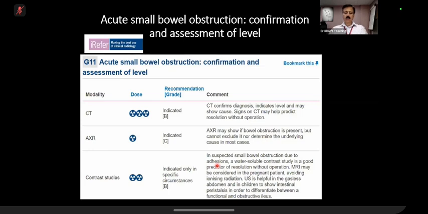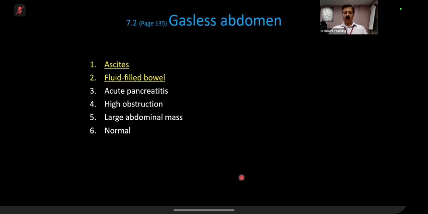Now, this is a potential exam film. The examiner can show you a film in which there is a gasless abdomen, but the clinical picture will be that the patient has got acute symptoms. So these are the causes of a gasless abdomen. Fluid-filled bowel is what we are talking about. So the patient has got complete obstruction, but it is full of fluid. That's why there is no gas. So remember this.